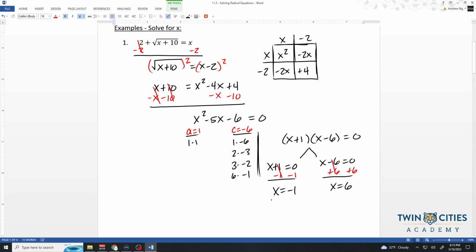Now, I don't want to box these right away because they might be correct, but they also might be an extraneous solution. Either of them could be extraneous. So what I need to do is take x equals -1 and x equals 6, and plug them into the left side and the right side and see if I come up with a true or false statement. So what I'm going to do here is let's bring up a calculator.